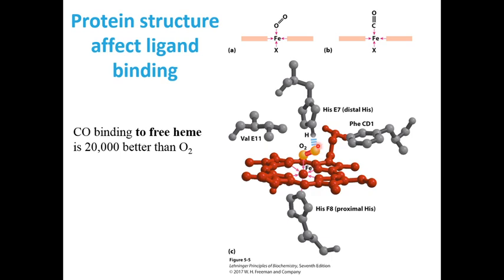And so a hydrogen bond is formed between the imidazole side chain of histidine E7, that is the distal histidine, and bound oxygen. And this stabilizes the polar complex electrostatically. And hence, the affinity of myoglobin for oxygen is selectively increased by a factor of 500 times. So now the heme in a protein binds oxygen 500 times better as compared to heme that is not bound to a protein.